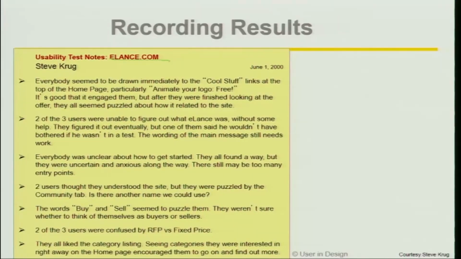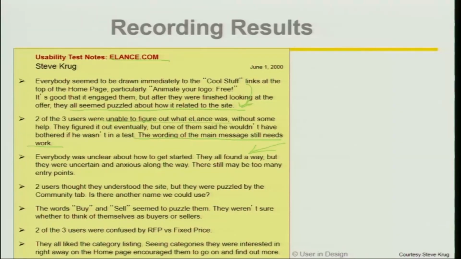Next, everybody was unclear about how to get started. So this is an important point for you to notice, right? And also over here, what we noticed is that they all seemed puzzled about how it related to the site. What is the connection between this and that? Okay. The wording of the main message still needs work.